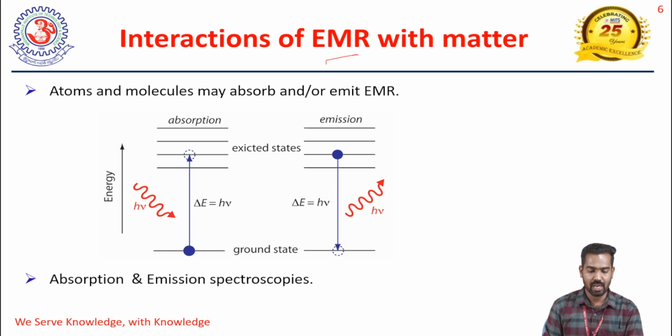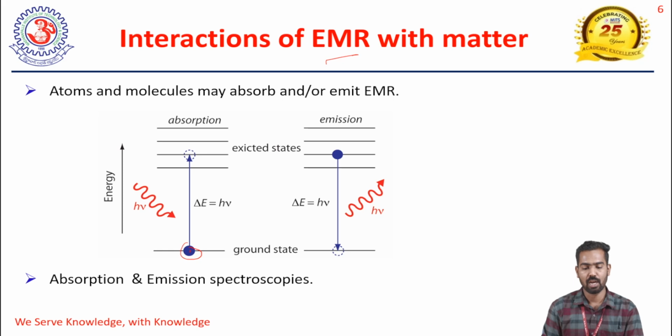Here you can see that suppose one matter is there, and some light is coming, whether IR radiation or UV radiation, whatever the EMR. What happens? The molecule absorbs the energy and goes to a higher energy level. That is called the excited state. That is called absorption of the energy.